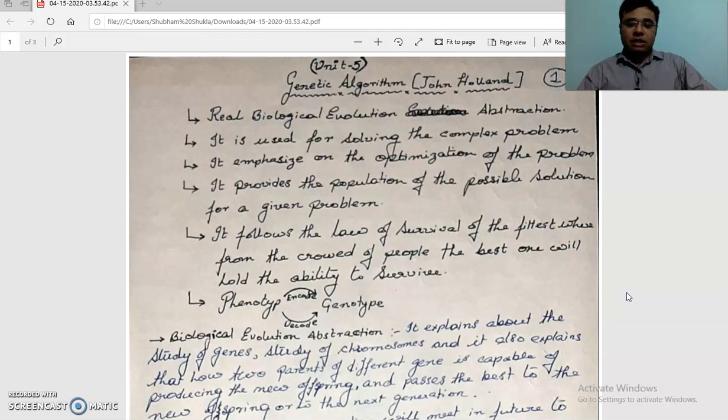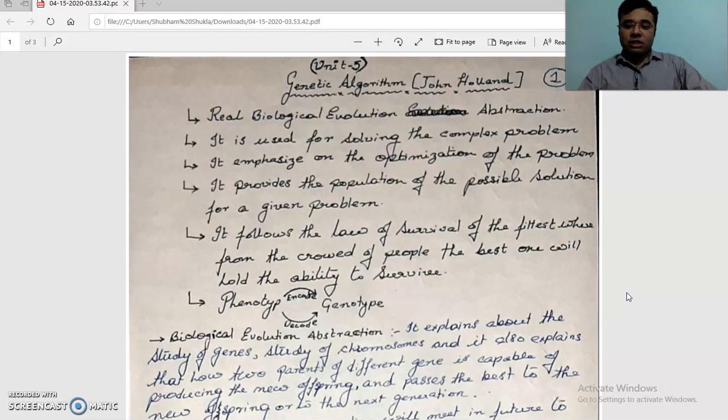The fourth point is that it provides a population of possible solutions for the given problem. So it means that it provides a population of possible solutions, right? If you have a particular solution and that solution is filled with a population, then it will provide a better, quality result for that particular problem. So ultimately it optimizes the problem and reproduces it with a much more efficient result.